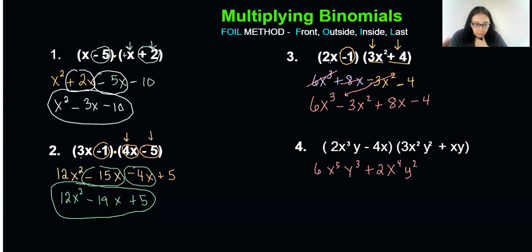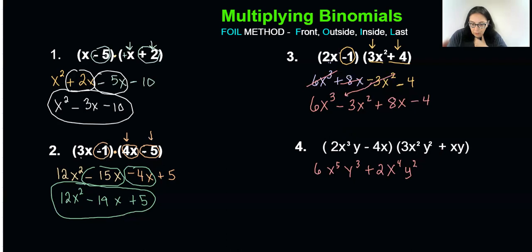All right. So what did we do? We took this first term and we multiplied it by each of these. So we're just multiplying everything, is all we're doing. Now we've got to do that negative 4x. So I'm going to change my color here. Let's find a different color.